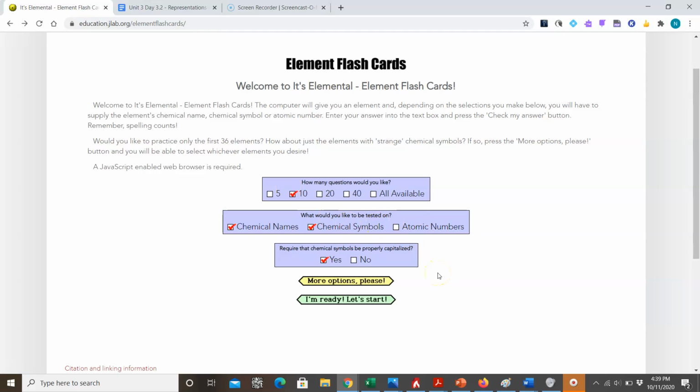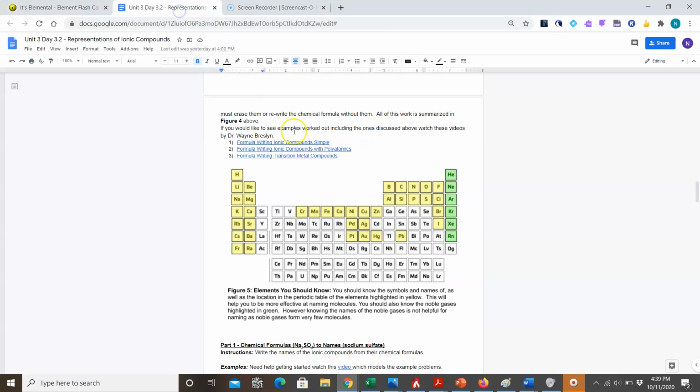Then, requires that symbols be properly capitalized. That is a yes. One of the things that you should know by now is that in writing the element symbol, the first letter is always capitalized. So if you look at aluminum, the A is the first letter in the symbol, it's a capital A. And then the next letters will always be lowercase, so that's a lowercase L. That's important because when we're looking at a molecule or a compound, it helps us distinguish where one element or type of atom ends and another one begins.